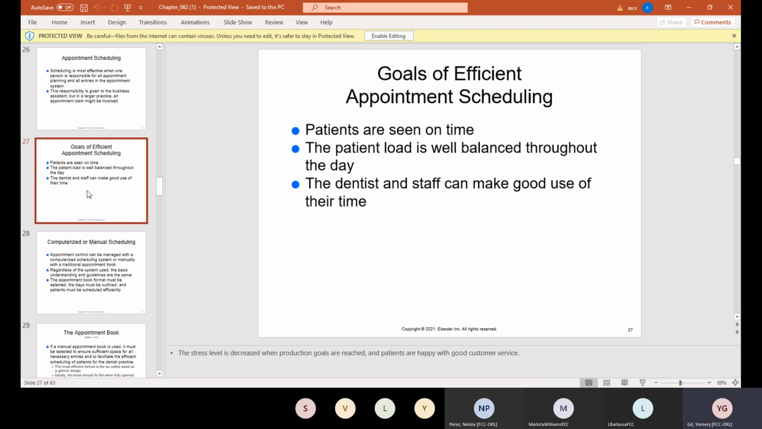Goals of efficient appointment scheduling again. The dentist and the staff can make good use of their time. Some offices, like if you work at a private office, will close out a whole hour of the day, and that usually will be for lunchtime. When you work for a big corporate office, you don't get that time off. You have to eat in between patients, or if one team member goes to eat, then the other team members will back up that person, and then you take turns.